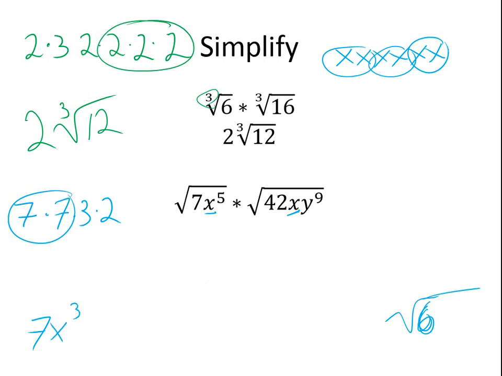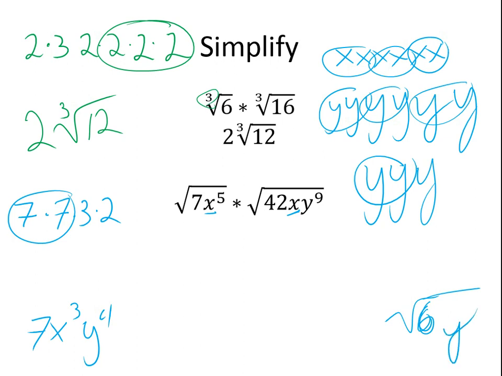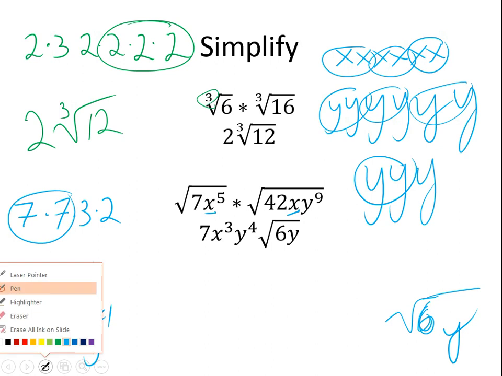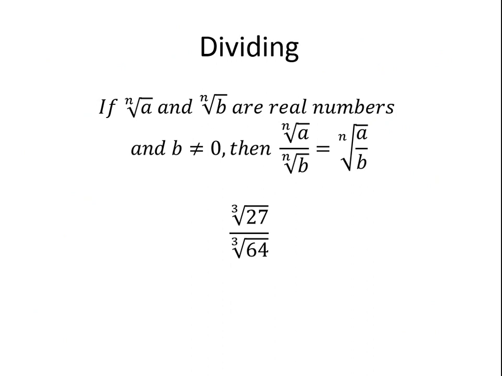And now we've got our y's. 1, 2, 3, 4, 5, 6, 7, 8, 9. 1 group, 2 groups, 3 groups, 4 groups, which will give us y to the fourth on the outside, and we've got 1 y left over. So it looks like our answer would be 7 x cubed y to the fourth times the square root of 6y. And as you see, that's our answer. So again, simplifying, you just multiply them together and then factor them down. All right, now dividing.